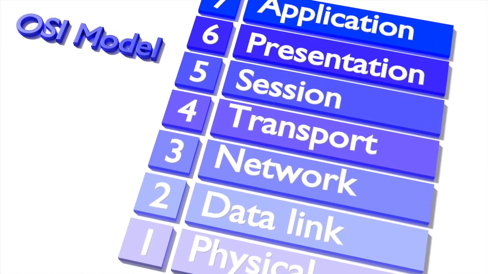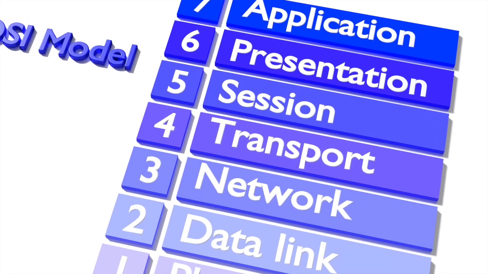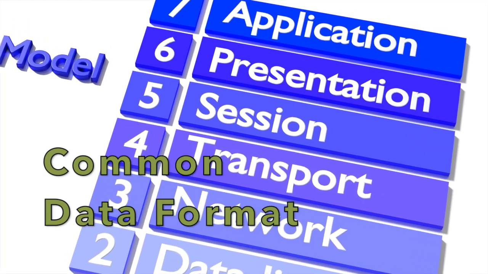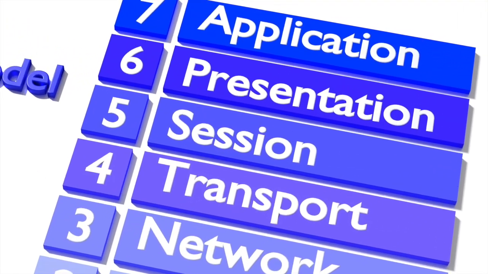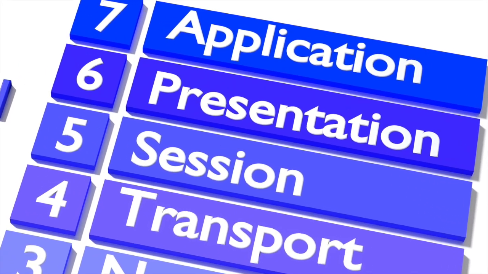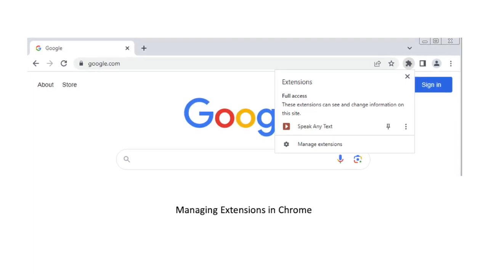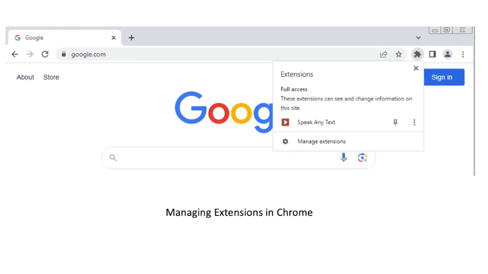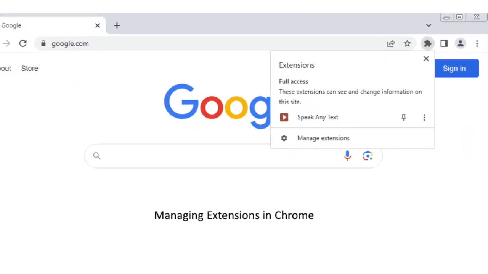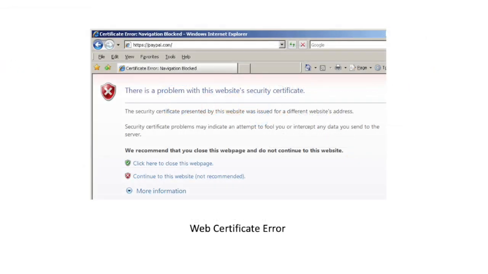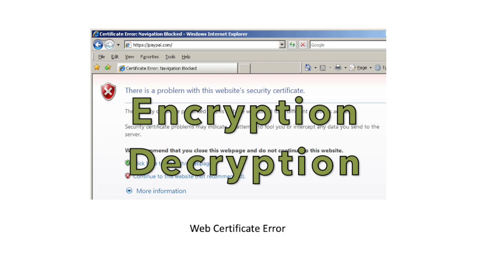Layer 6, the presentation layer, is responsible for a common data format. A website not displaying correctly or a video not playing are types of Layer 6 problems. Plugins and extensions are used to add capabilities to applications and sometimes can correct these problems. Layer 6 is also responsible for encryption and decryption.